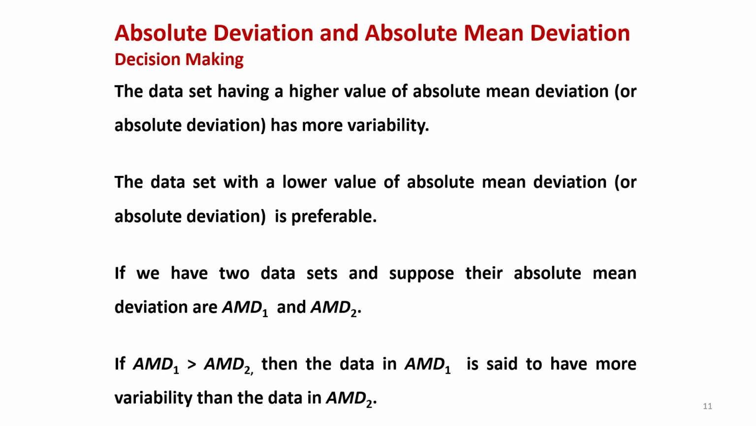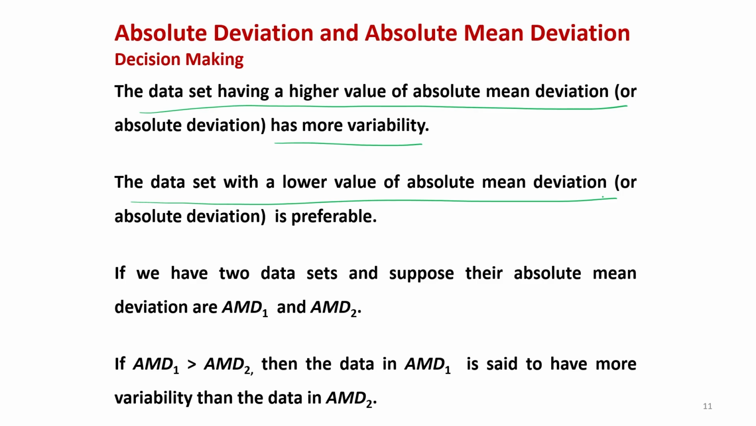So the rule is very simple. As earlier, we will compute either the absolute deviation or the absolute mean deviation, whatever you want, and then the data set having a higher value of either absolute mean deviation or equivalently absolute deviation is said to have more variability. So if you have two data sets, you have to compute either the absolute deviation of both data sets around the point A, or the absolute mean deviation which is around the median of the data set, and try to see whose value is coming out to be lower. The data set with a lower value of absolute mean deviation or equivalently the absolute deviation is preferable.